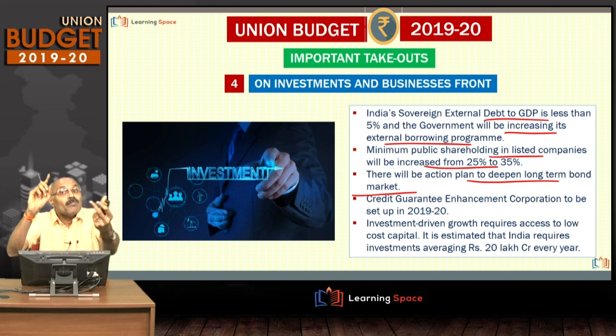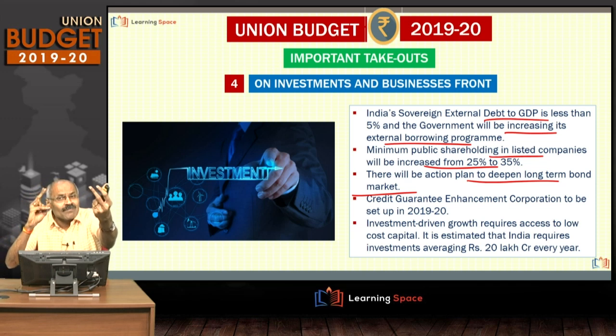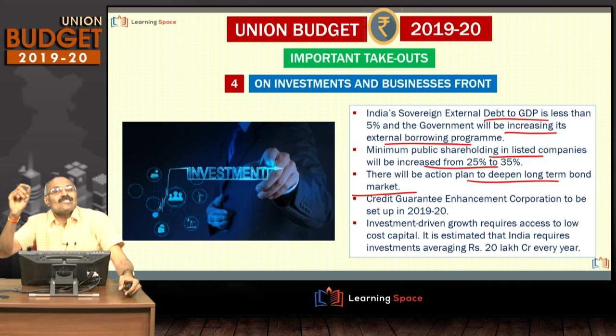Second is development of development finance institutions. Friends, if you look at the Indian economic architecture, two things are missing badly. One is non-development of the long-term bond market. Second is lack of development finance institutions. These two are essential. Probably the government is in the process of developing these two.